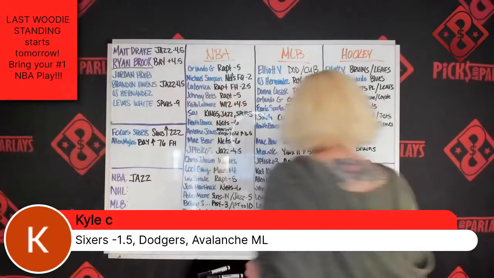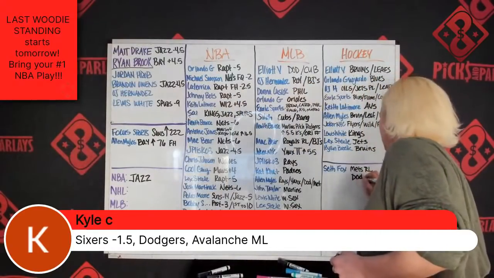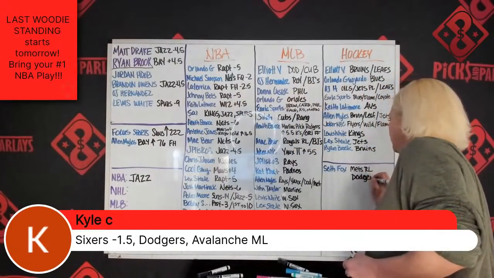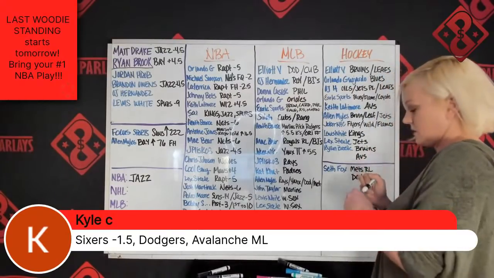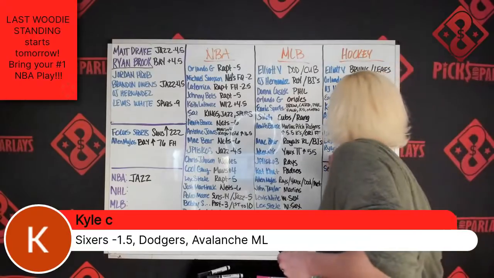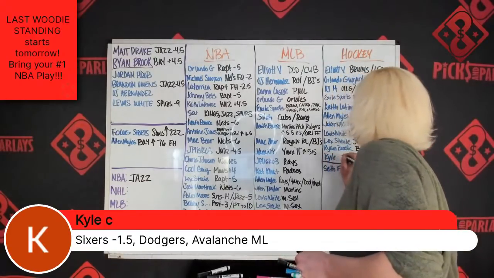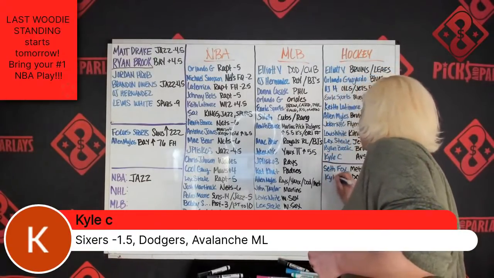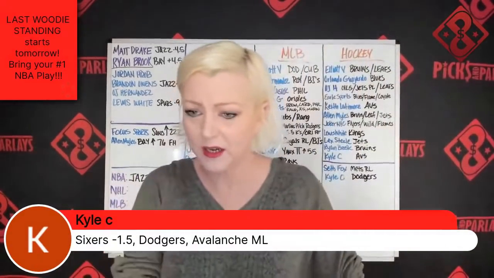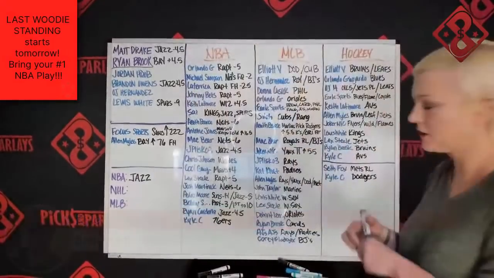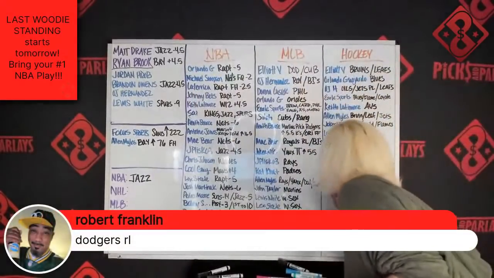Kyle C's 76ers, Dodgers, and Avs. I'm going to need more room, and I already know it. Robert Franklin's taking the Dodgers on the run line.